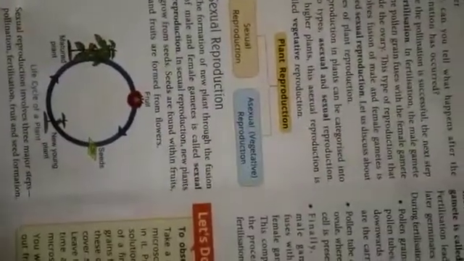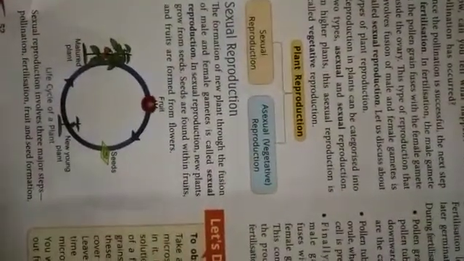Plant reproduction needs two processes. One is sexual reproduction and another is asexual, which is called vegetative reproduction. Okay, so first we will discuss sexual reproduction. Sexual reproduction has 3 steps: pollination, fertilization, and then fruit development.